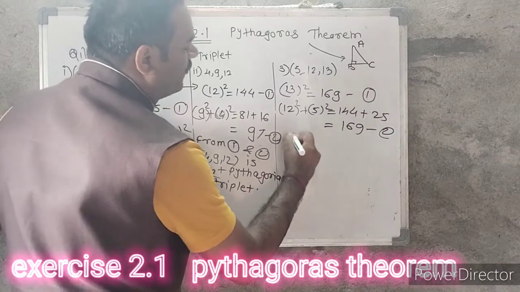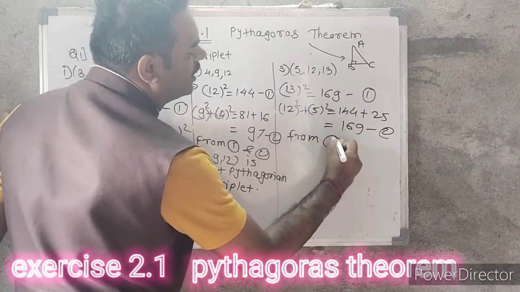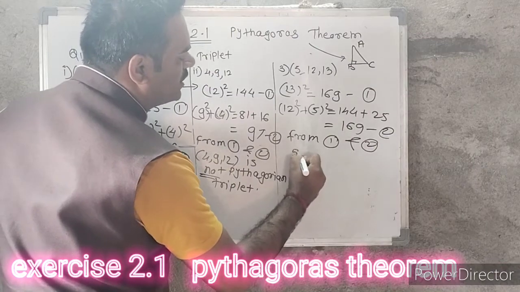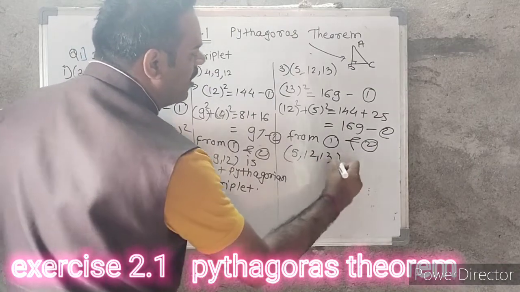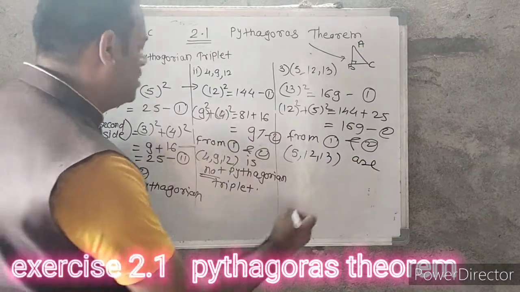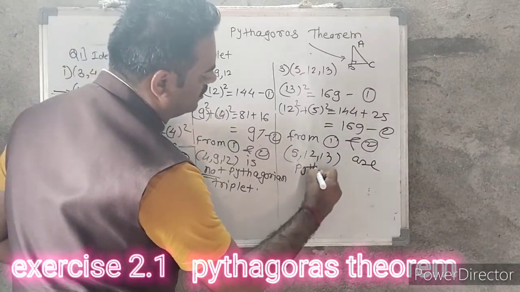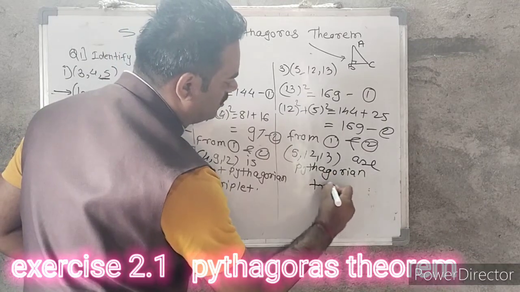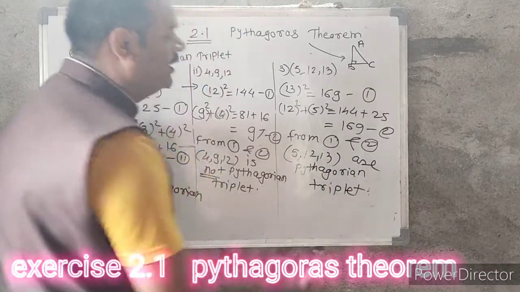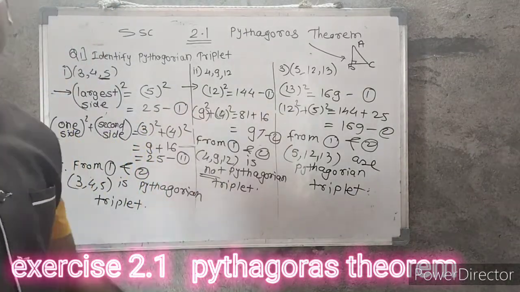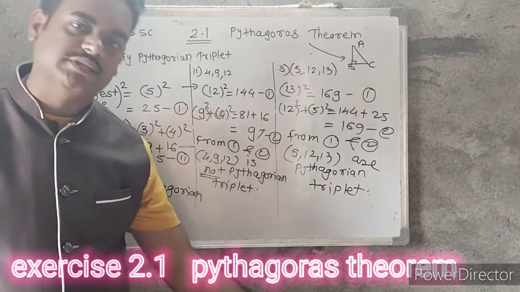So you have to write that from 1 and 2, the numbers 5, 12, 13 are a Pythagorean triplet. These three numbers are a Pythagorean triplet. So I hope you liked these examples and understood them.